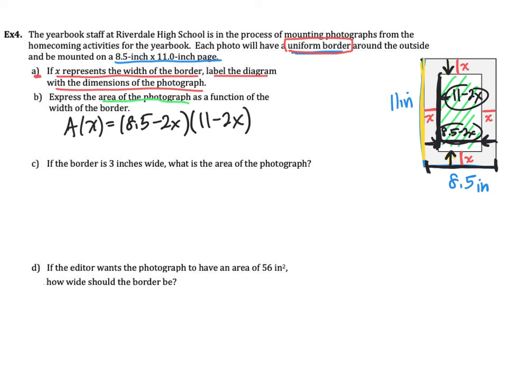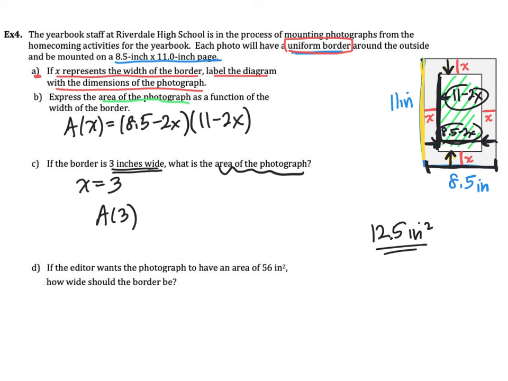Then it says if the border is 3 inches wide, that means if x is 3, what is the area of the photograph? Well, we can just plug in a 3, so you should be able to do that on your own. I would encourage you to pause and try that on your own. You should get an answer of 12.5 inches squared. So again, try it on your own. I don't want to do that for you.